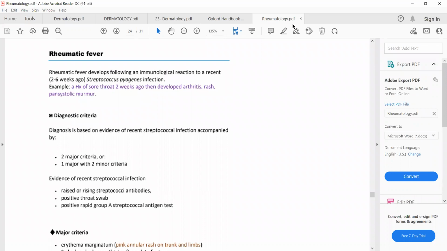So this was all about causes of monoarthritis such as septic arthritis and gouty arthritis. One cause remaining is osteoarthritis, which is age-related degeneration of the joint, most commonly the knee joint. Other joints can also be affected. We'll do that in the orthopedics chapter. For now, our next topic is rheumatic fever.